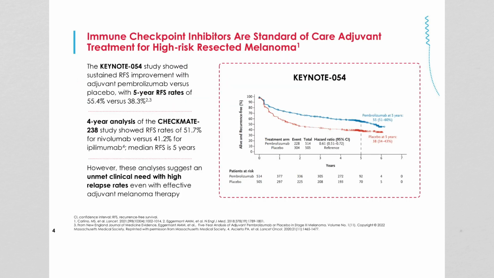Okay, so as an introduction to this, the type of cancer that we're using as an example in this particular set of data is resected melanoma. Melanoma is by far the most aggressive form of skin cancer, and it's known for being very, very difficult to remove.